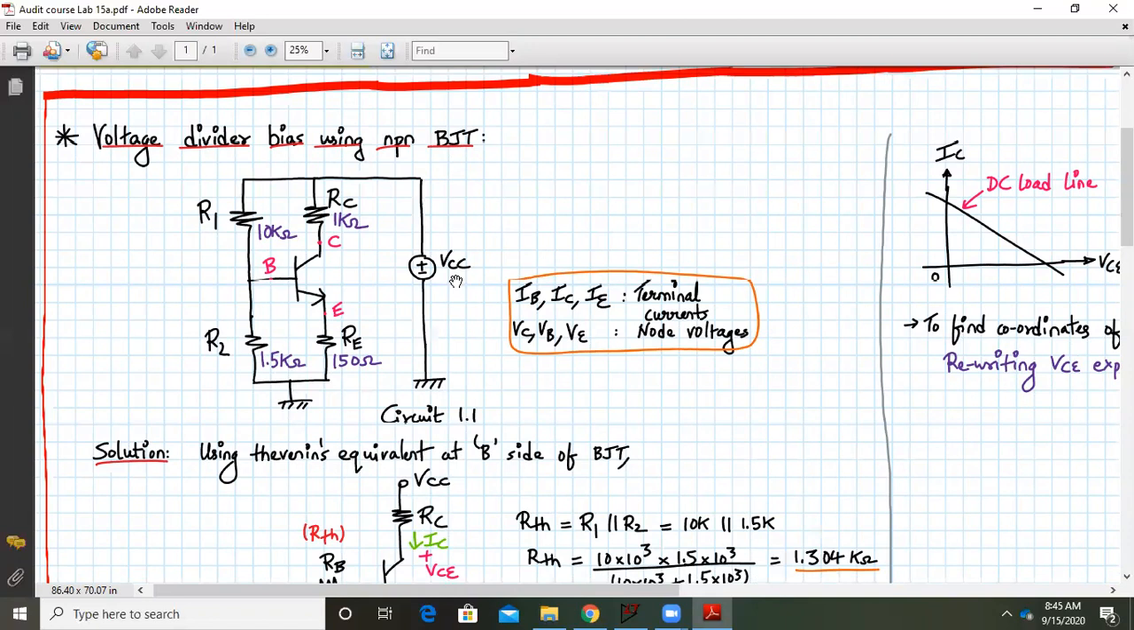So why do we require biasing? Biasing will make sure that the transistor is operating in a particular region, that is, the active region. Here we will have to find the various terminal currents, that is IB, IC and IE, and the various node voltages VC, VB and VE in LT-Spice.